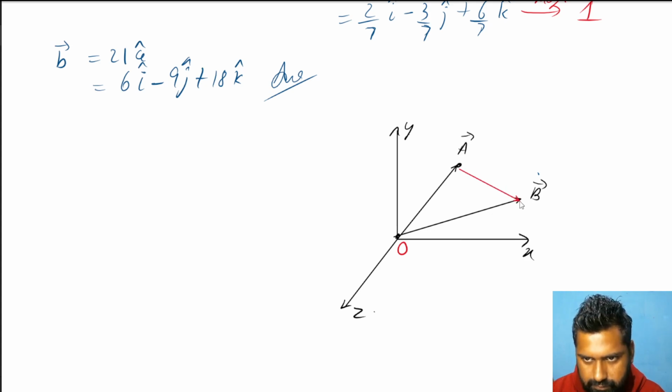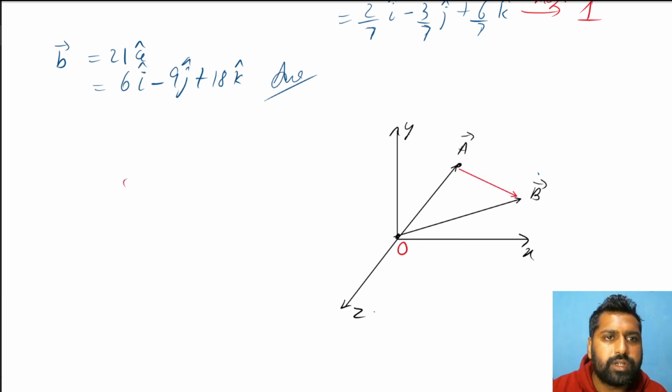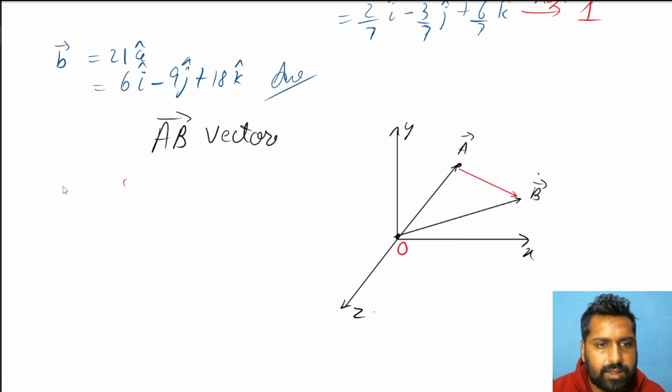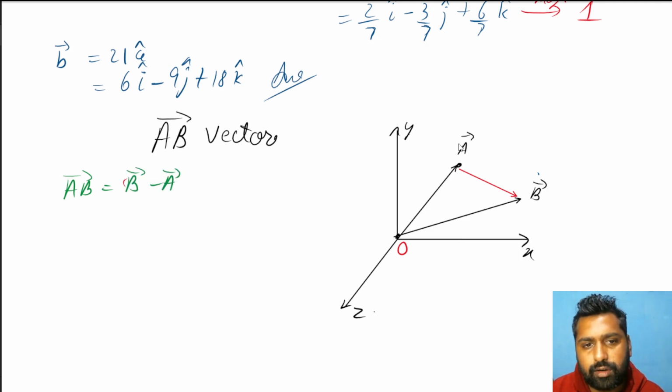You want to generate a vector from a to b. So how will you generate the AB vector? I'll put the heading as AB vector. It's a very simple concept, but still sometimes people forget this. So your AB vector will be given by b vector minus a vector: position vector of b minus position vector of a.